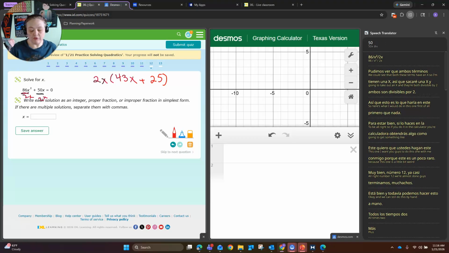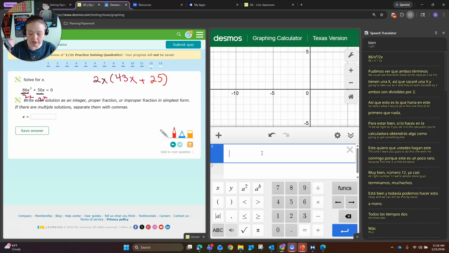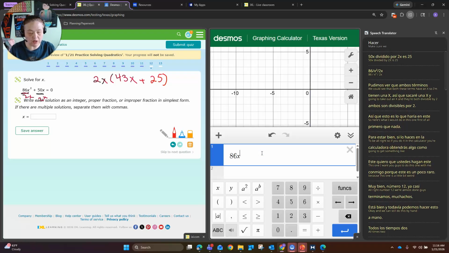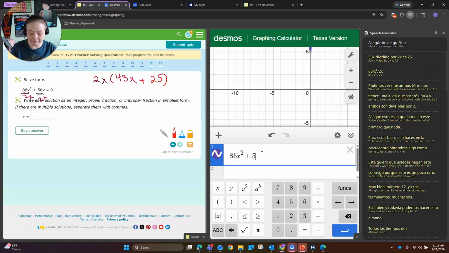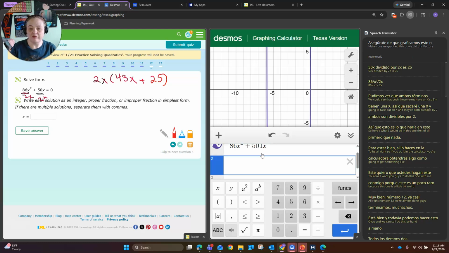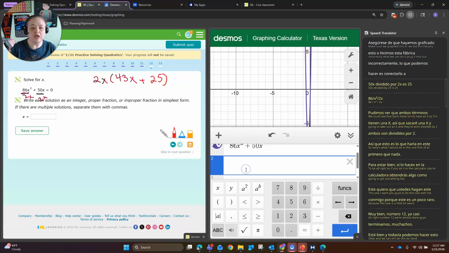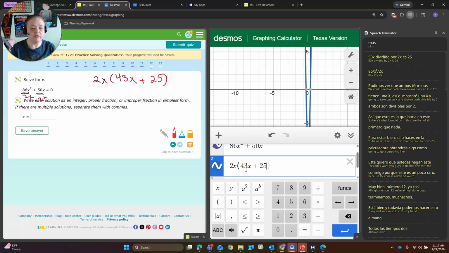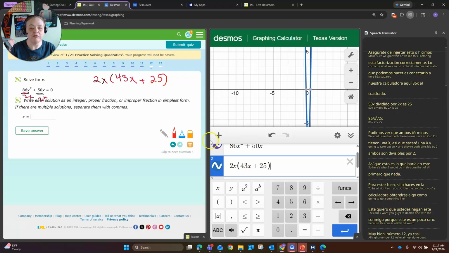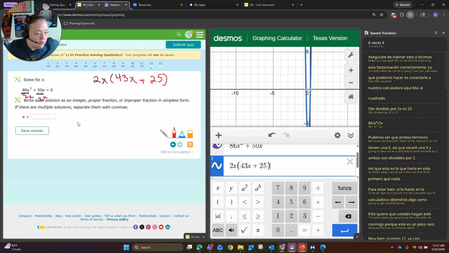All right. If we want to make sure we did this factoring correctly, what we can do is plug it into our calculator here. 86x squared plus 50x. Oops, not 501, 50. And then again, try it here: 2x times 43x plus 25. We can see they overlap, so that means we did our factoring correctly.